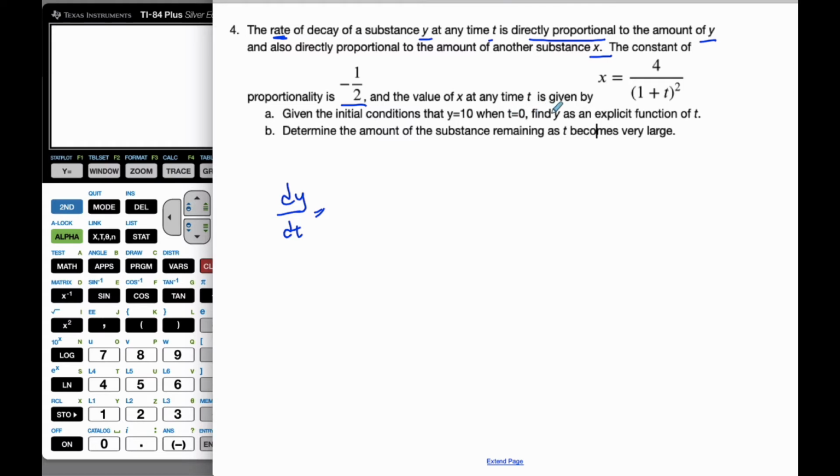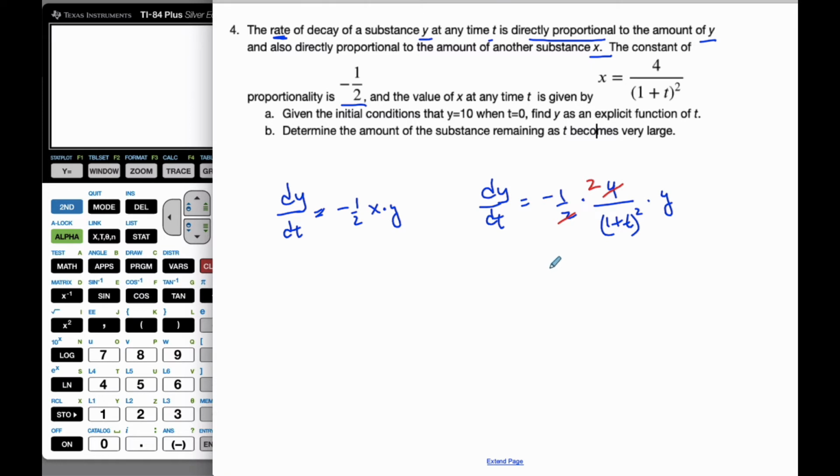The value of x is given by this. Well, what this means is that the rate is proportional to both y and x. Then negative 1/2 is my constant of proportionality times x times y, because they're both directly proportional. And I know that x is related to t in this particular way, so I can say dy/dt is simply negative 1/2 times 4 over (1 plus t) squared times y. Simplifying this a little bit, that becomes a 2. That's just a simple simplification.